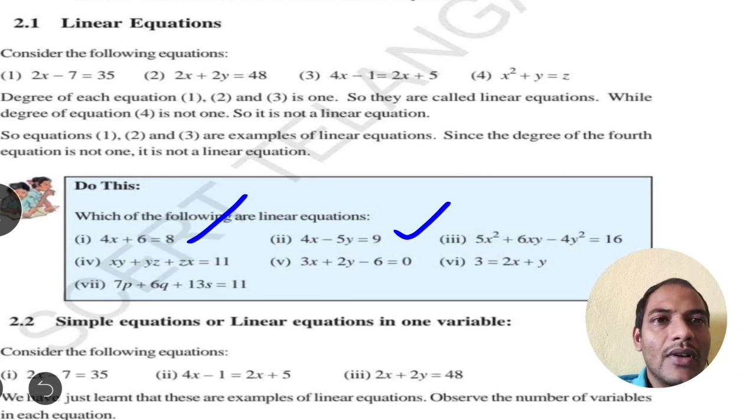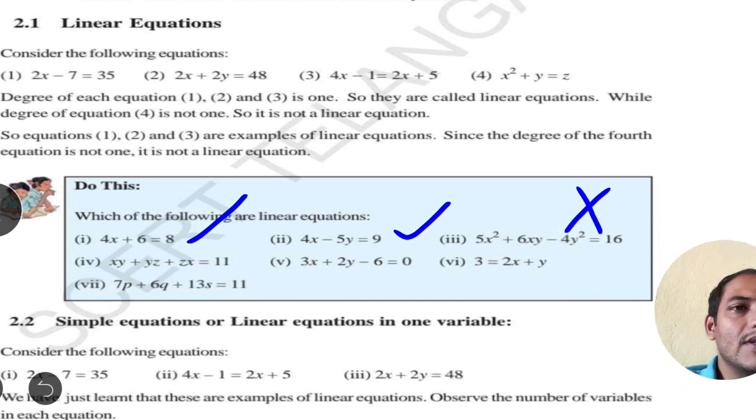What is another name for power? Exponent is another name for power. Next, the third question is not a linear equation because its degree is 2, as its highest power is 2. The fourth question is also not a linear equation because its degree is 2.